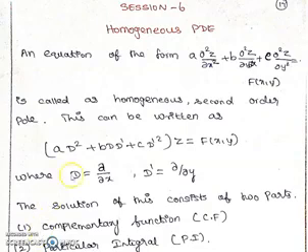An equation of the form a into ∂²z/∂x² plus b into ∂²z/∂y∂x plus c into ∂²z/∂y² is equal to f of x comma y. This is called the homogeneous second order partial differential equation. This can be written as (a D² + b D D' + c D'²) z = F(x, y), where D is equal to ∂/∂x and D' is equal to ∂/∂y.